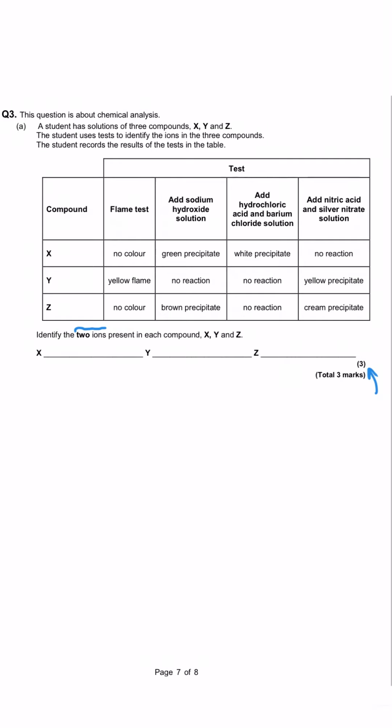So if we just take each test at a time, I think. If we look at the flame test first of all, flame test is a test for metal positive ions, and then we've got nothing for X, and we've got nothing for Z, so we've not learnt anything here, but the yellow flame, that is proof that it is sodium that is present in the yellow flame. And so we can say that Y contains sodium ions.